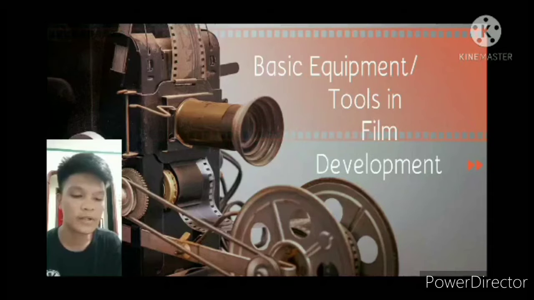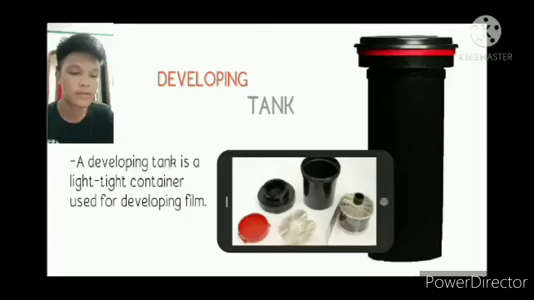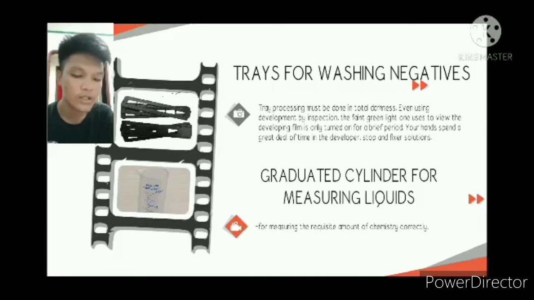Basic equipment or tools in film development. 1. Developing tank. This is where the actual developing takes place after you load the film in the reel. The developing tank is a light-tight box that ensures there's complete darkness during the developing process. 2. Tray for washing negatives. Tray processing must be done in total darkness.